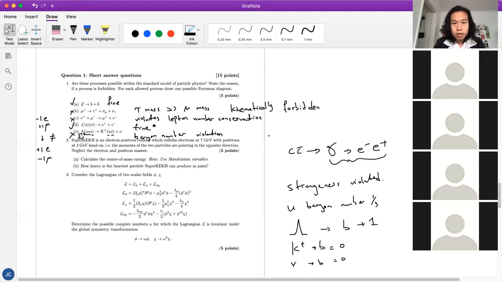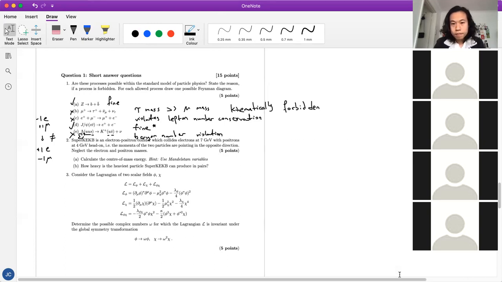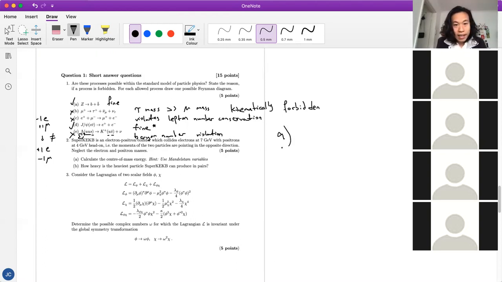Cool. Let me get rid of some of these. Okay, so for 2, Super KEKB is an electron-positron collider, which collides an electron at 7 GeV with a positron at 4 GeV head on. So yeah, the momenta are in opposite directions. Neglect the electron and positron mass because they're ultra relativistic, so it's a fair assumption. For part A, calculate the center of mass energy. So hint, use the Mandelstam variable. So yeah, let's use that.